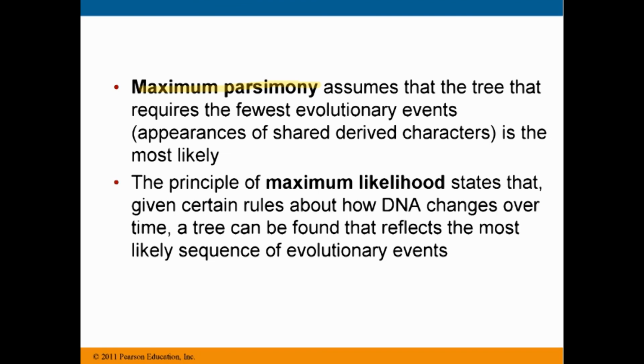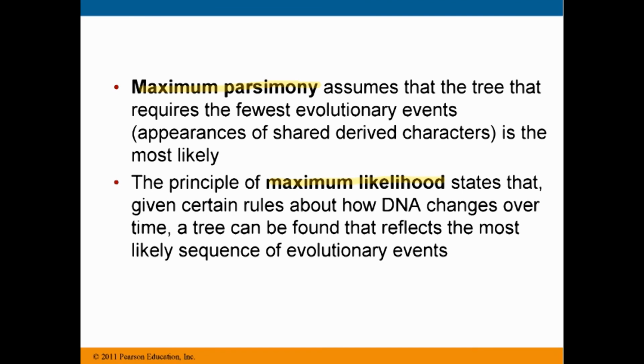Okay, so maximum parsimony is an accumulation of the least amount of derived characteristics. Okay, maximum likelihood is, in essence, how likely this is to occur. Okay, so based upon what we know about DNA and about how DNA changes over time, maximum likelihood is the percentage, basically, that this is going to happen.